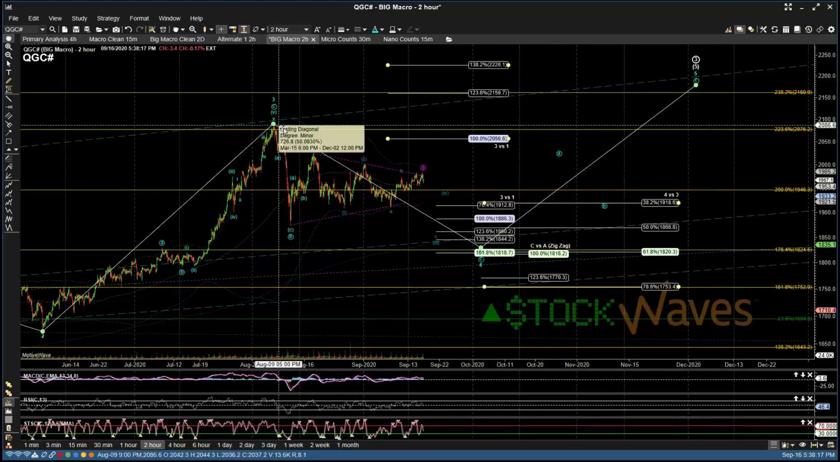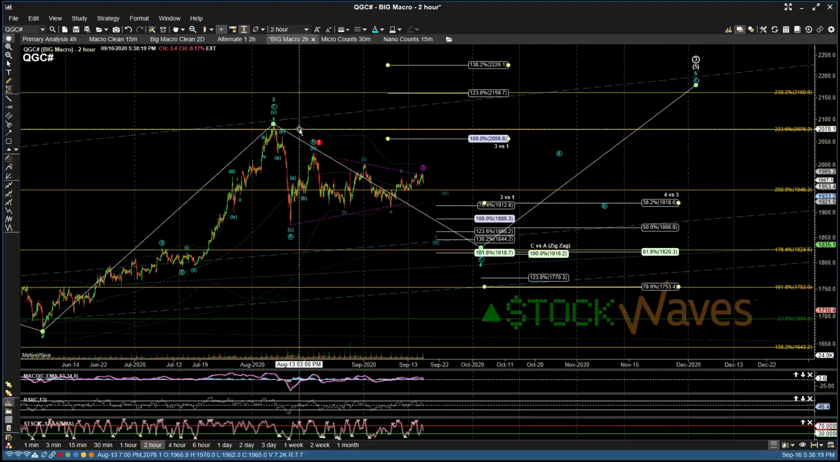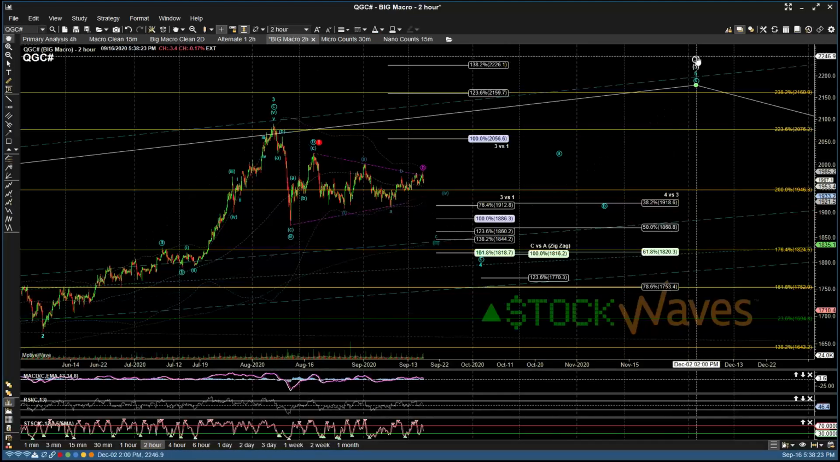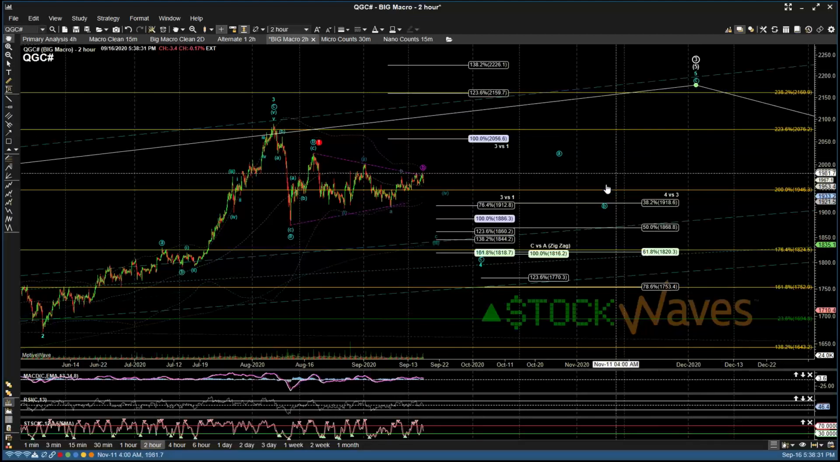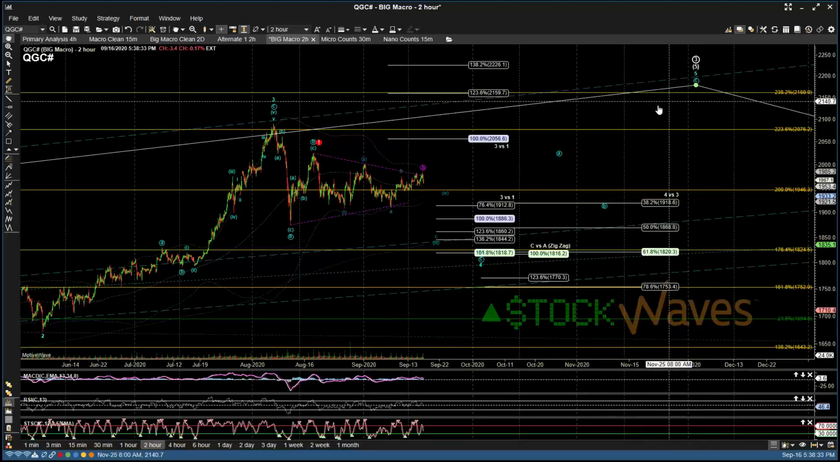Because our third hit the yellow 223.6% in the fib extensions for primary wave 3, we're going to be looking for a new high to at least that next fib, which puts us in the 2160 region for the top of that wave 5.